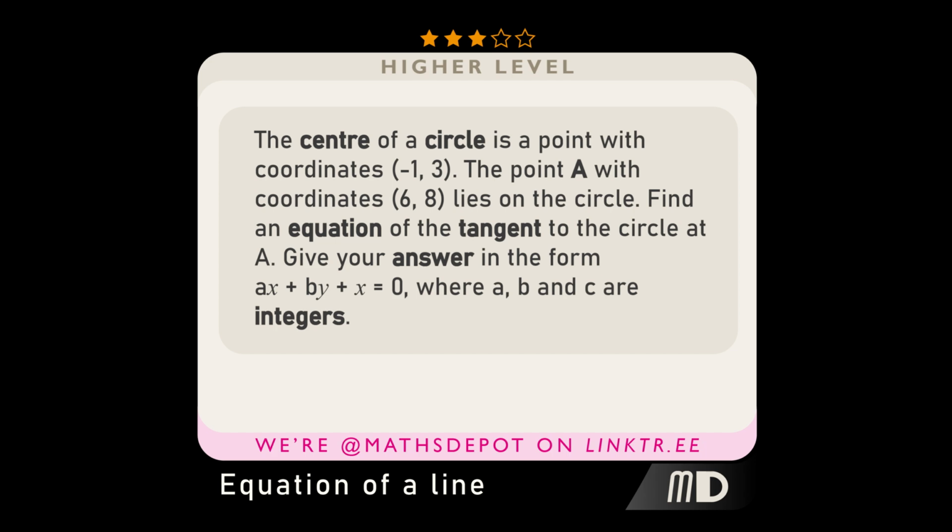Answering this question is a 3-step process. To begin, we need to find the gradient of the line joining the 2 points we've been given, before finding the gradient of the perpendicular line. Then, using that gradient and the coordinates of point A, we can find the equation of the tangent to the curve.